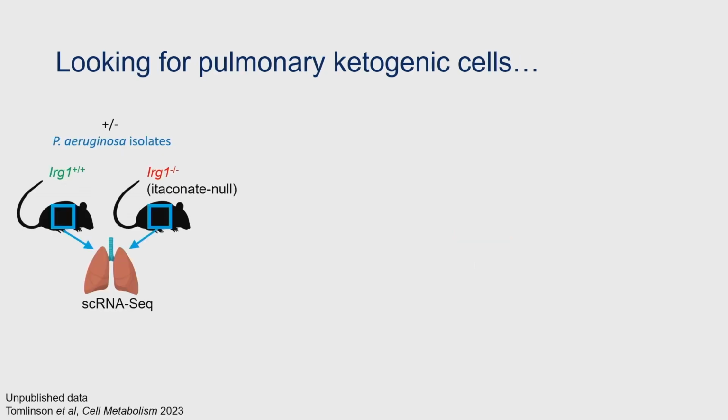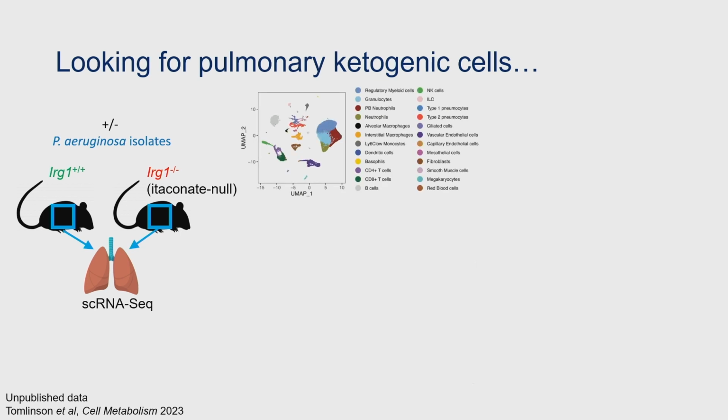So just to finish this presentation, now the question is, what is the local source? Where is this itaconate acting? On which cell type is this itaconate acting to promote the production of these ketone bodies in the airway? What is our local liver, if we can put it like that? So to answer that question, we did a massive metabolo-transcriptomic analysis, and we analyzed all the cell types in the airway of these infected animals. Animals that are wild type or animals that cannot produce itaconate.